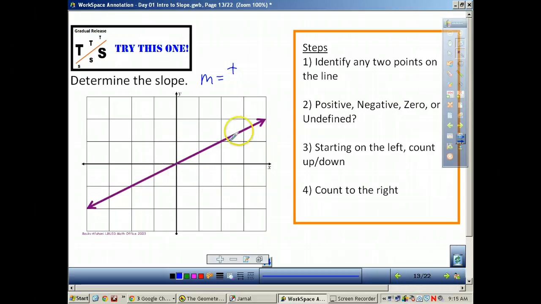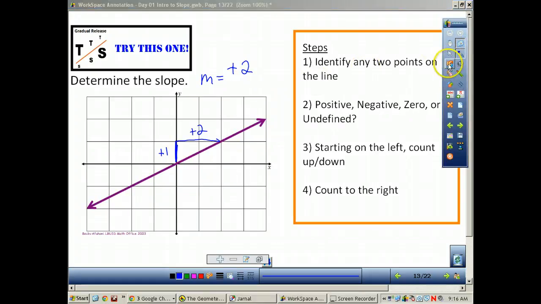Is it going up? Yeah. How much up? How many? 1. And to the right, how many? 2. What's the slope? What is it? 2 over 1. Is that right? Or is it 1 over 2? Which one is it? All right. Yeah. We always want to put the rise first. So it's going to be 1 over 2 on this one.